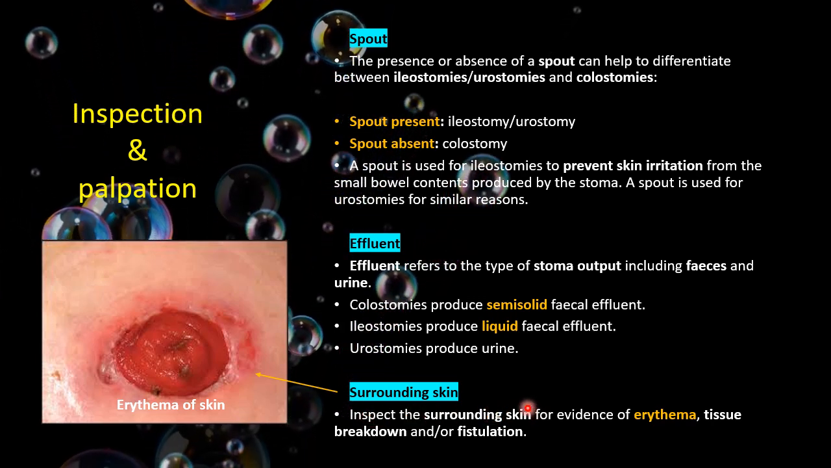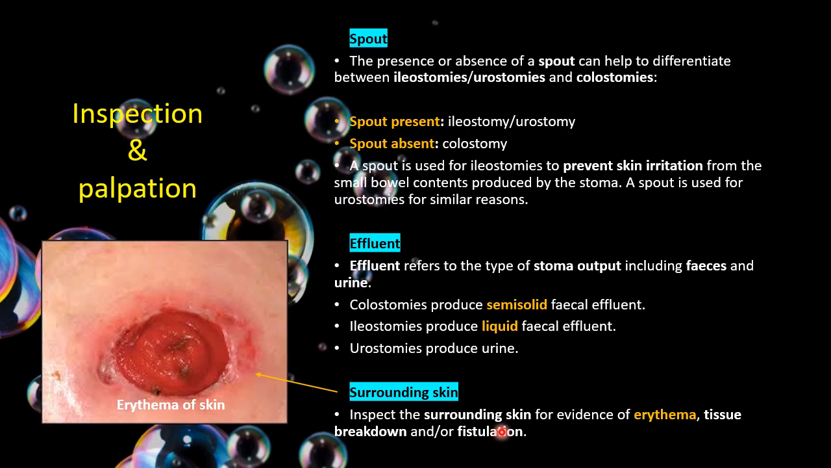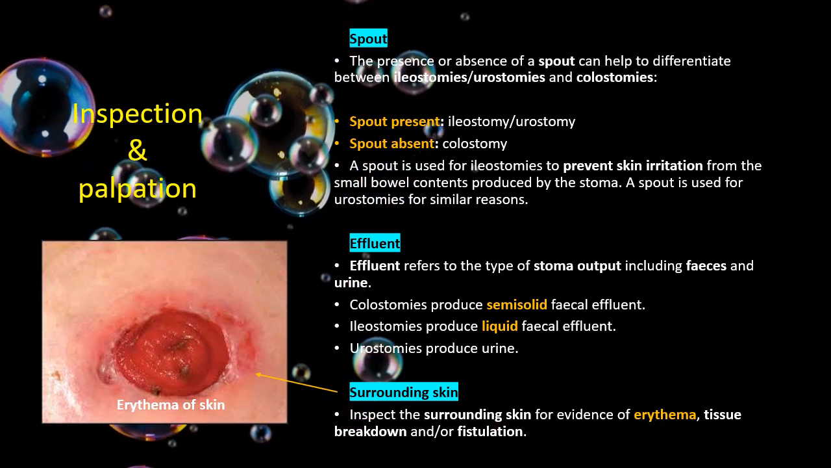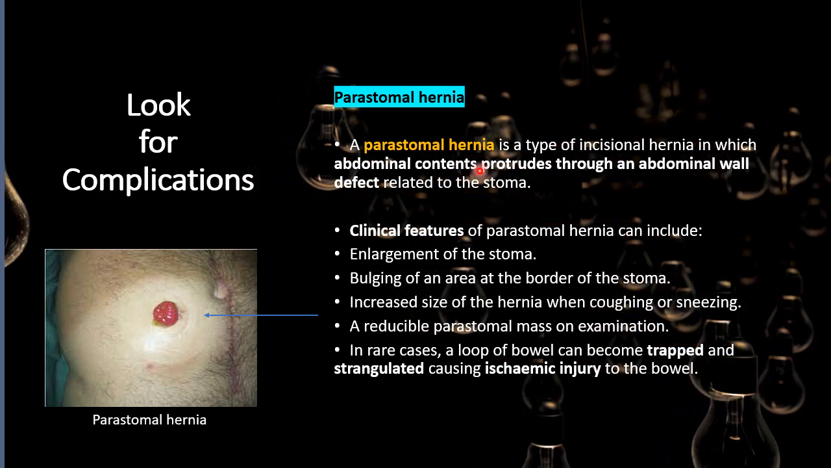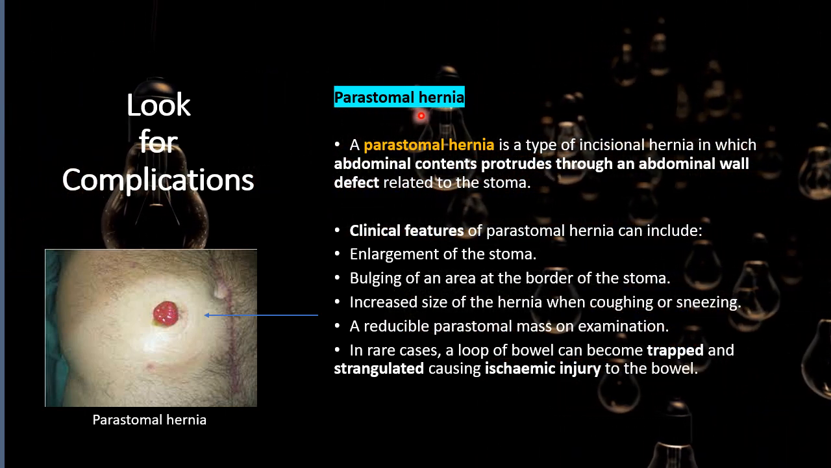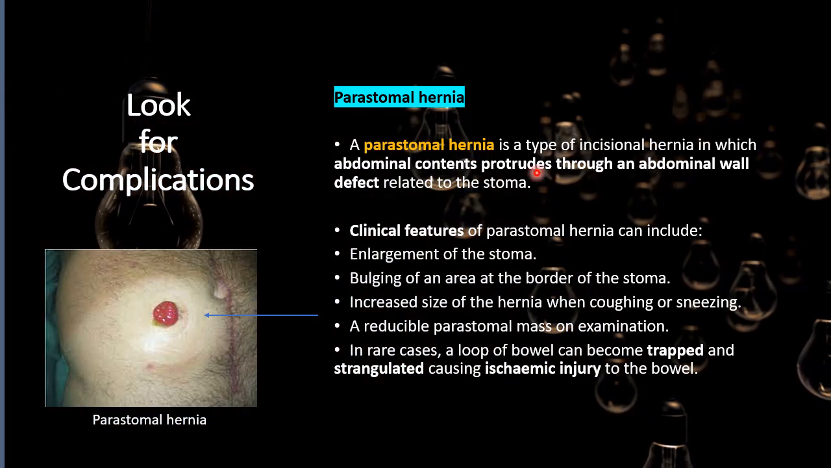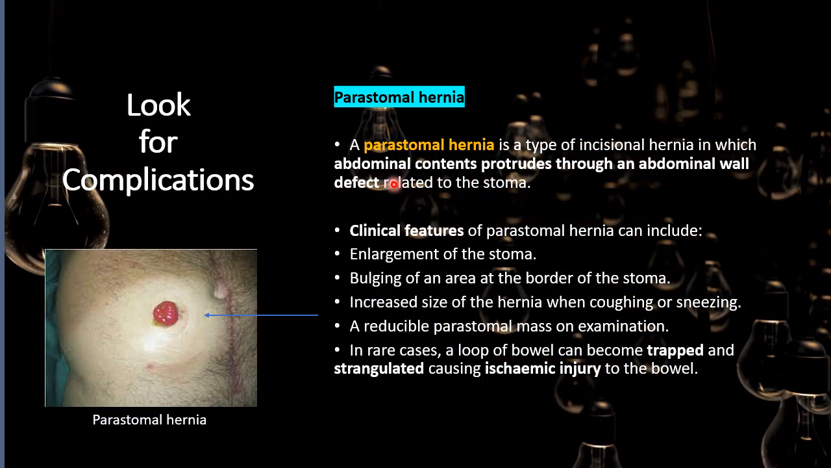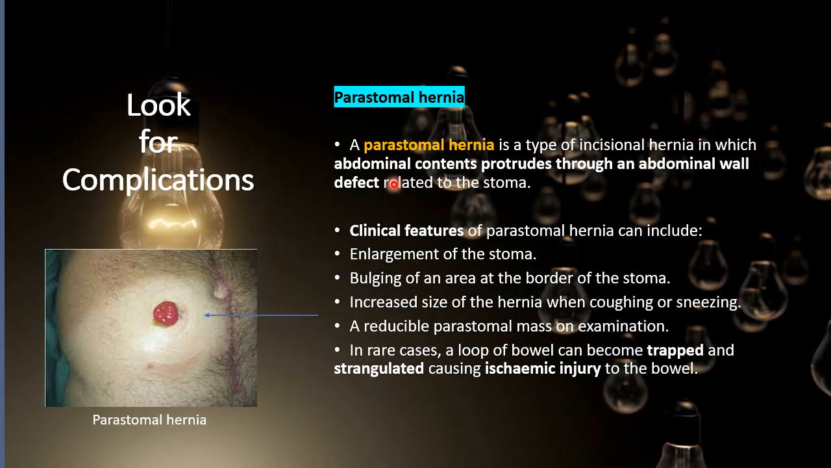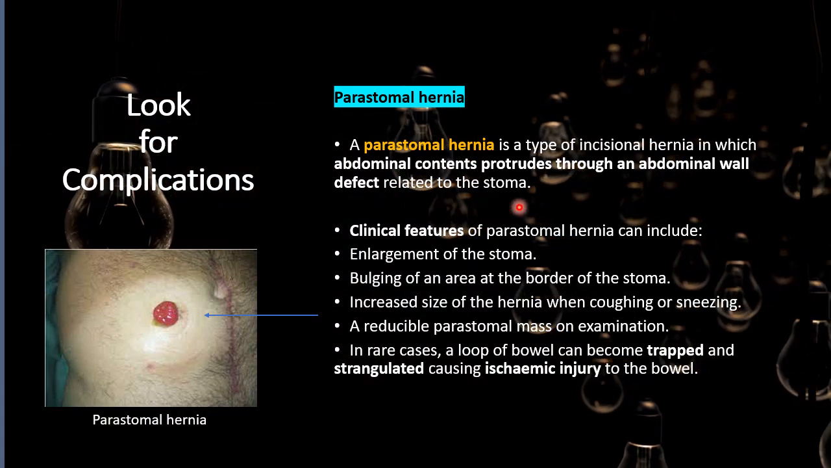Then have a closer look at the skin surrounding the stoma. Inspect for evidence of erythema, tissue breakdown, and fistulation. We also look for parastomal hernia, which is quite common. A parastomal hernia is a type of incisional hernia in which the abdominal contents protrude through the abdominal wall defect related to the stoma.